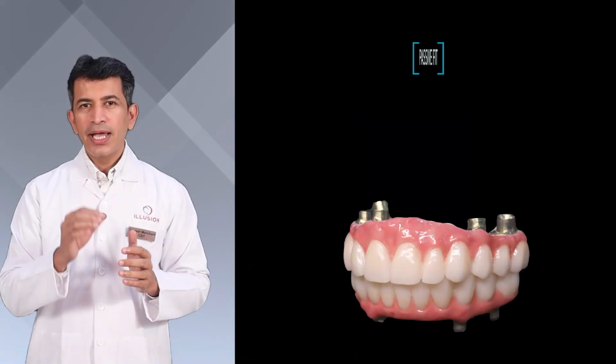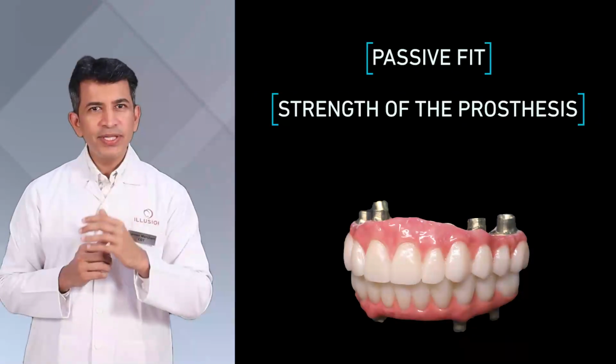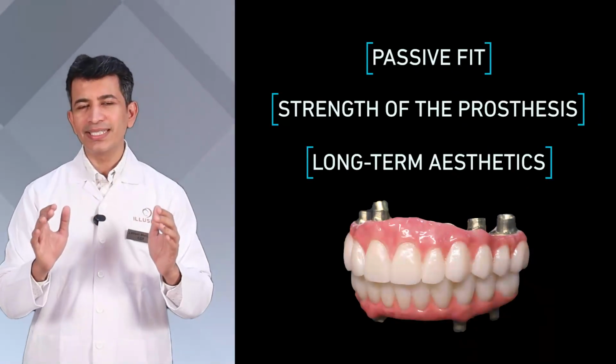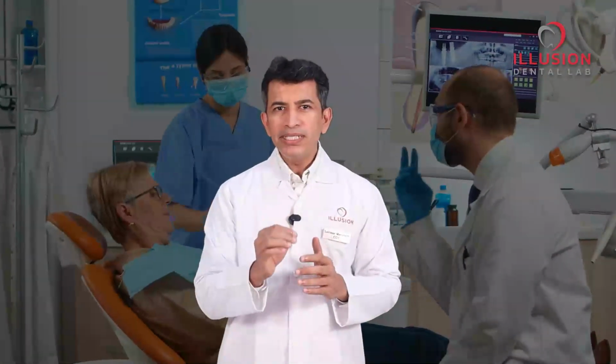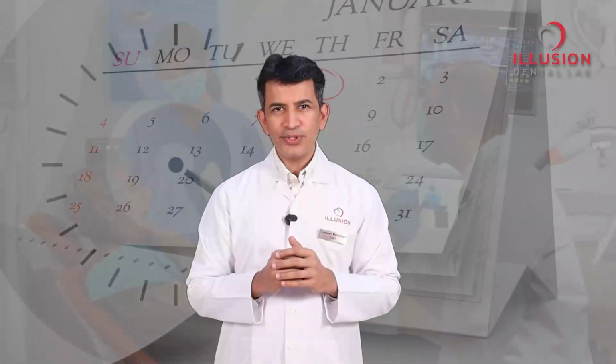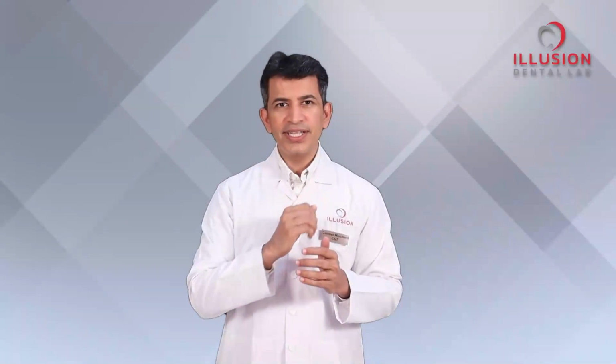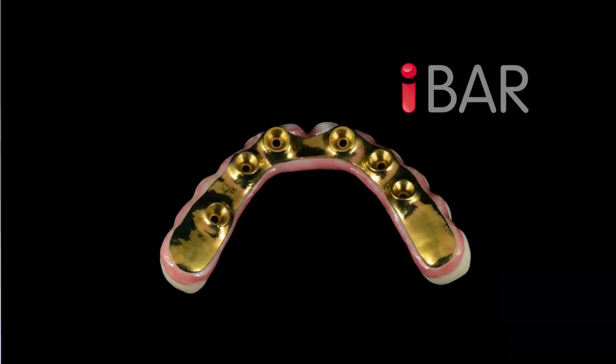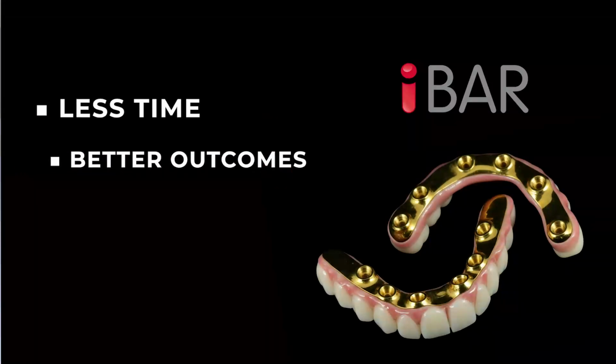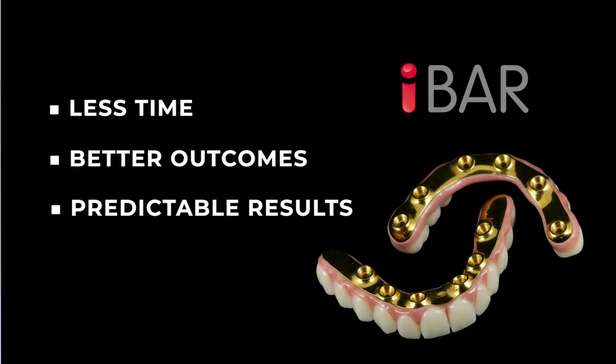Every full arch implant case demands you to fulfill three crucial elements: passive fit, strength of the prosthesis, and long-term aesthetics. Traditionally, dentists were forced to perform multiple time-consuming steps to achieve these. But what if I told you today you can achieve it all faster than ever? That's the power of Illusion iBAR. Less time, better outcomes, and predictable results.